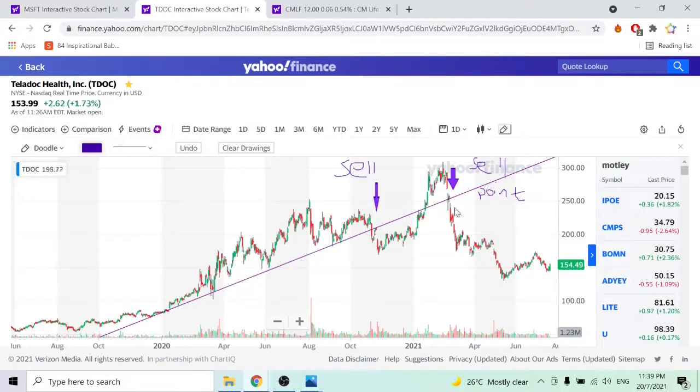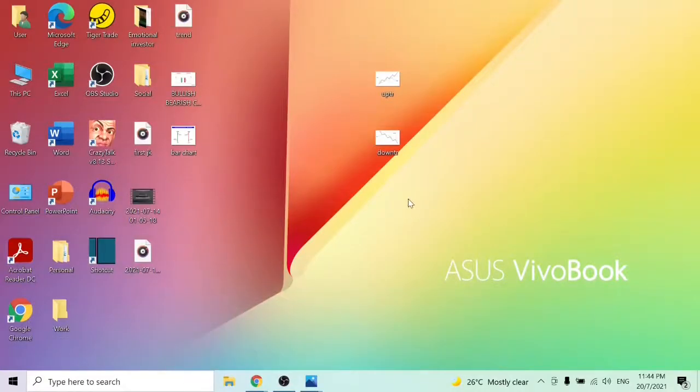So yeah, to avoid further loss, usually when this really validated uptrend line is bridged, it is a good selling point, especially over here. So to avoid further losses. Now we will go to the downtrend line.